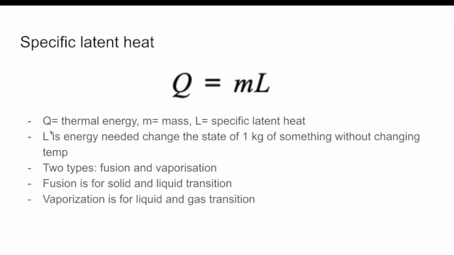But here, all you need to know is that Q is thermal energy, m is mass, and L is specific latent heat. Because Q is in joules and m is in kilograms, L has a unit, joules per kilogram. And it's basically the energy required to change the state of 1 kilogram of something without changing the temperature at all. There's 2 types of specific latent heat, latent heat of fusion and latent heat of vaporization. They're written as L with a small f or L with a small v underneath. Fusion just means it's for solid and liquid. Vaporization just means it's for liquid and gas.